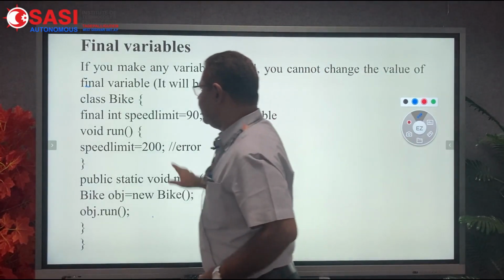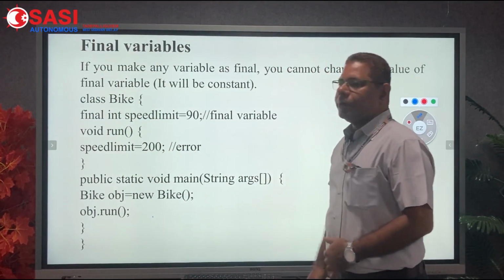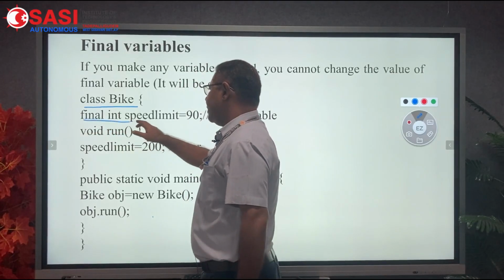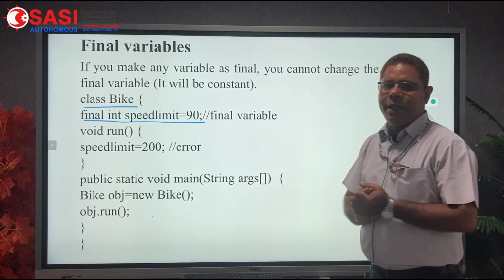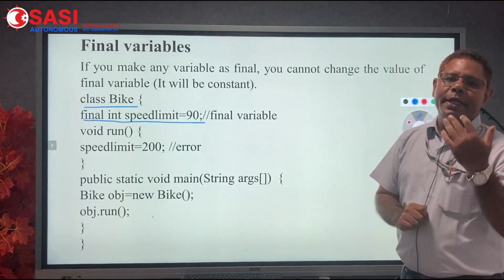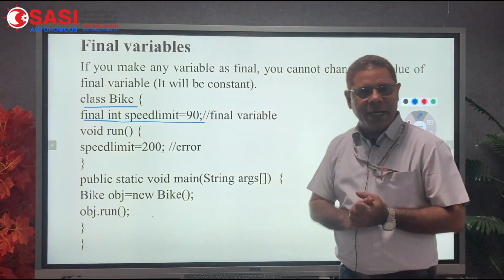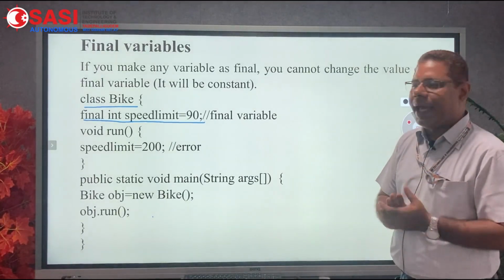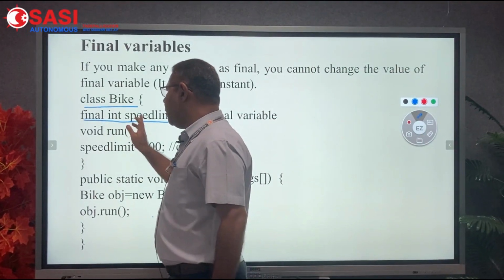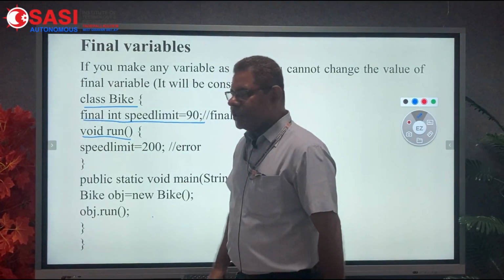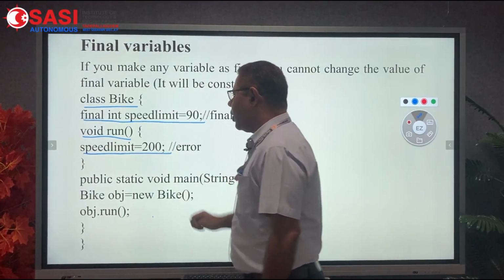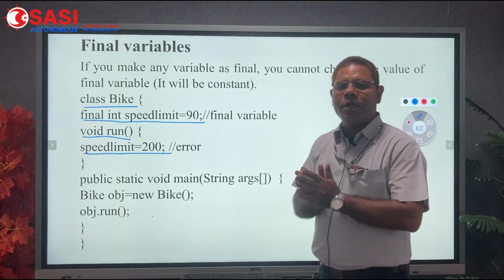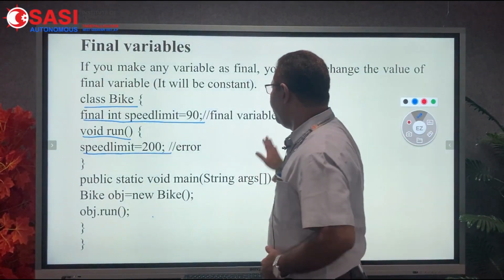Now we can see the final variable. For example, we are creating a class Bike. Here we are creating a final variable, int speedLimit equal to 90. Here speedLimit is the final variable, so it is not possible to change its value. When we try to change it, it will return an error. We are trying to change the value of speedLimit using the void run method. In the run method, we specify speedLimit equal to 200. In this case, it will return an error. So it is not possible to change the value of a final variable.